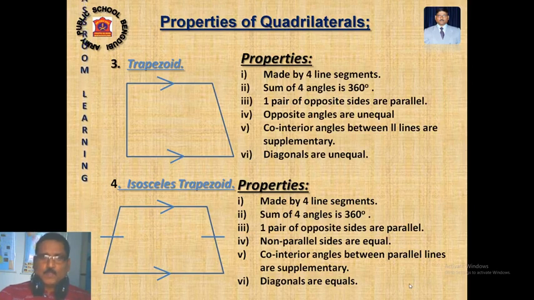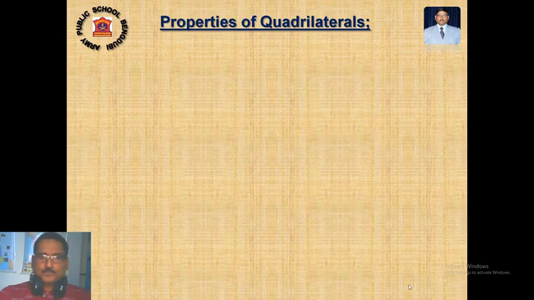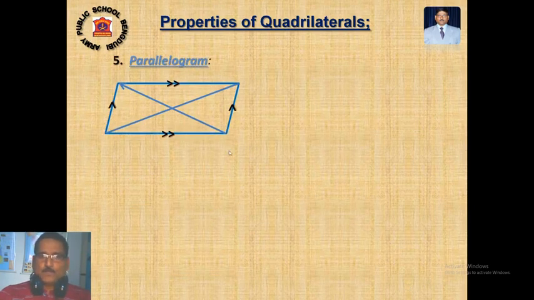Okay. Next figure is parallelogram. When two pairs of opposite sides are parallel, this parallel to this, a quadrilateral whose two pairs of opposite sides are parallel. Okay, this parallel to this, parallel to this. So this is the parallelogram.